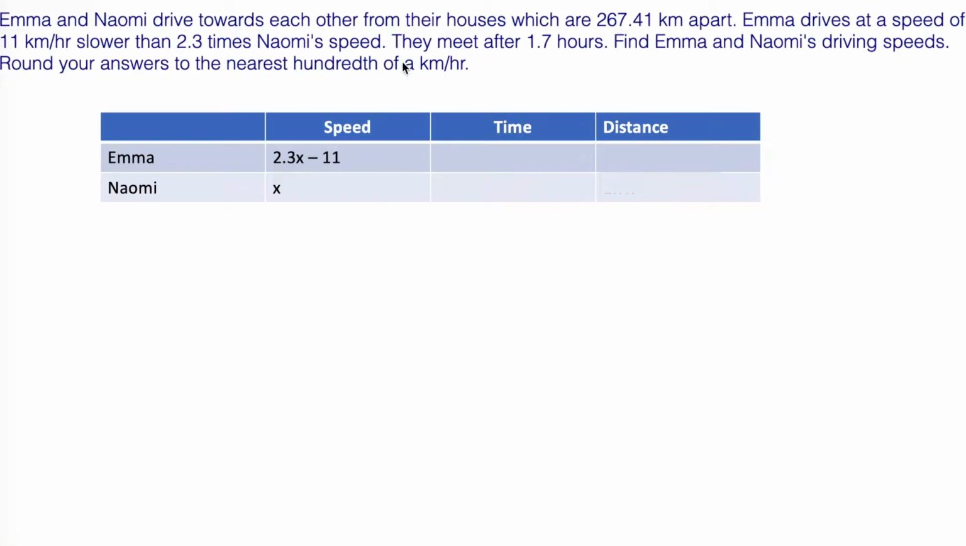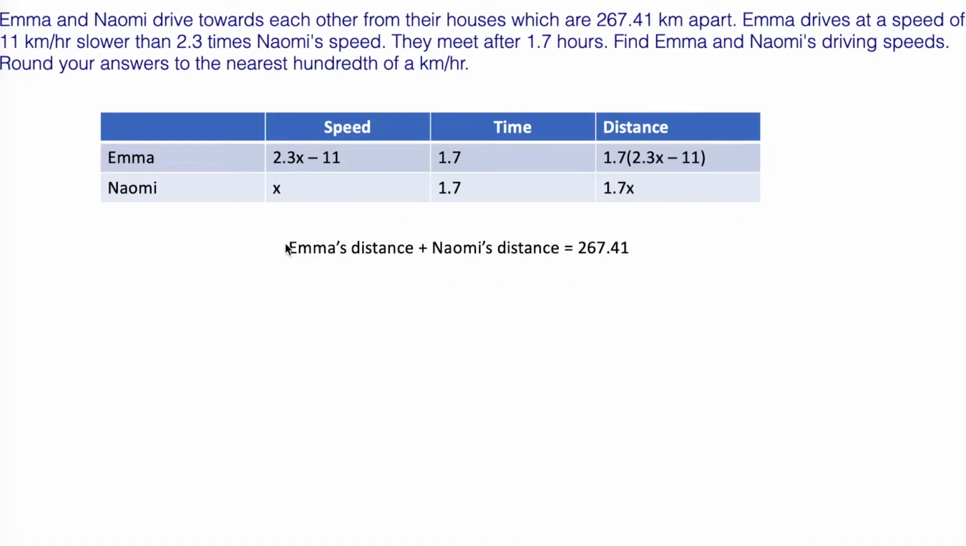The time, they meet after 1.7 hours. This is already in decimal form, we don't have to modify this. The time is 1.7. Each of them is traveling for 1.7 hours. The distance that they're each traveling is going to be 1.7 times their speed. For Emma, it's going to be 1.7 times the 2.3x minus 11. And for Naomi, it's going to be 1.7 times x.